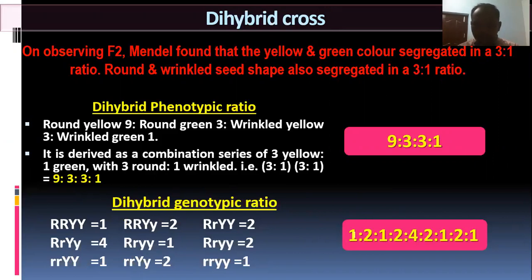So the genotypic ratio of the F2 hybrid is 1:2:1, 2:4:2, 1:2:1, right?